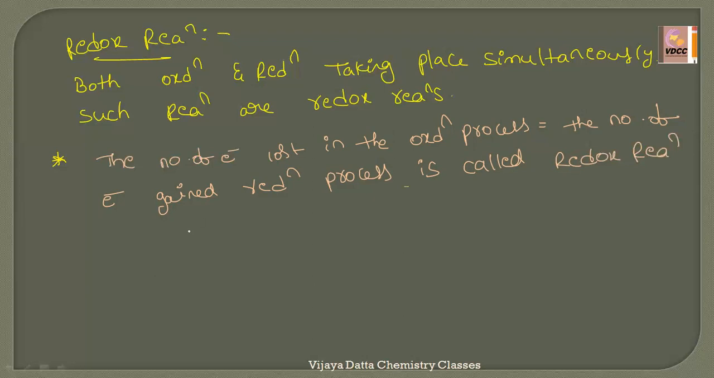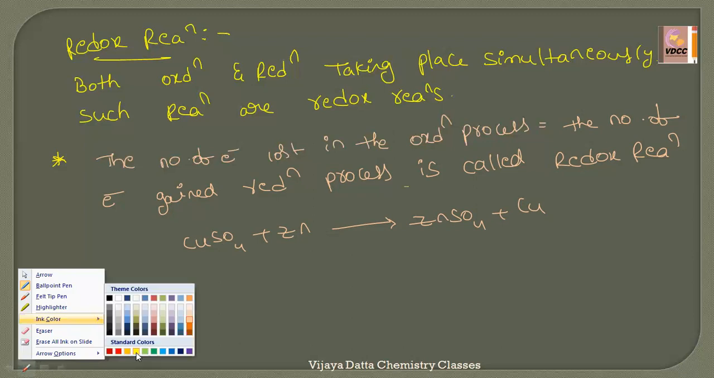I'll take one example here. CuSO4 plus zinc forms ZnSO4 plus Cu. This reaction we can consider as a single displacement reaction. In our next video, we'll go to the types of reactions. There we can study what a single displacement reaction is, double displacement reactions and so on.